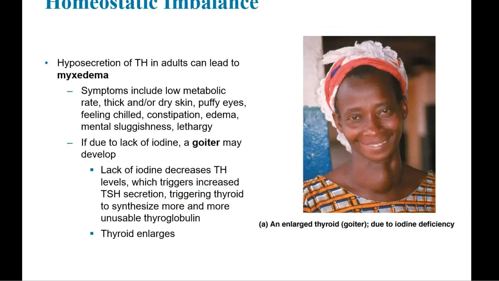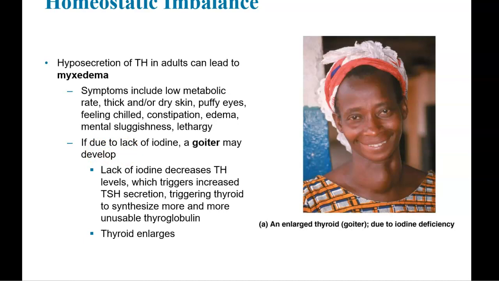For the thyroid hormone, if you have hyposecretion or low secretion of thyroid hormone, this could lead to myxedema. So the symptoms include a low metabolic rate. That's the main thing because remember the thyroid hormone is involved in regulating your metabolism. It could cause puffy eyes, an edema, mental sluggishness, lethargy. If it's due to a lack of iodine, that could develop a goiter because iodine is needed.